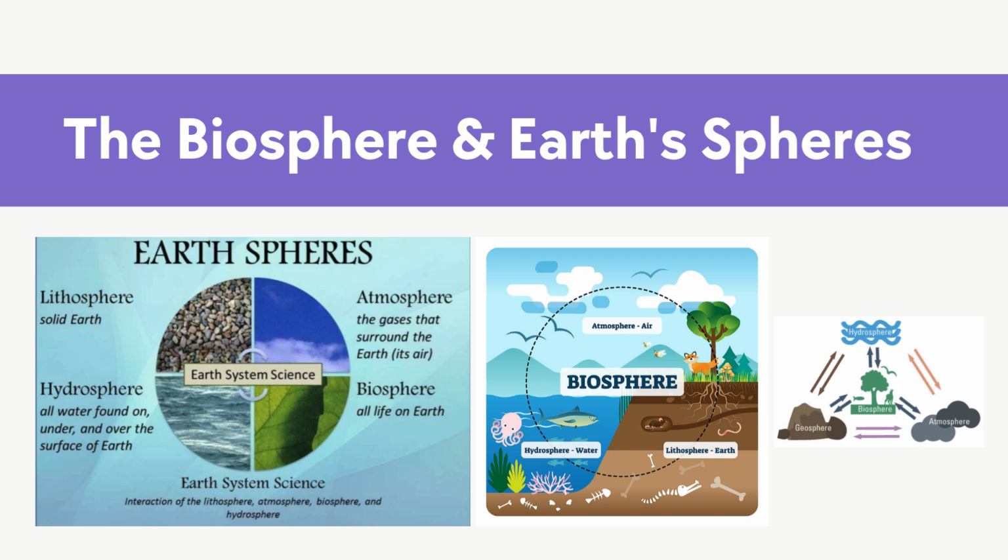So the lithosphere is the ground, but it also goes into the water, the hydrosphere, into the sea, into the rivers, and so forth. And then the atmosphere is all the air around us. And everything together combined is the biosphere. So the biosphere is everything: the water, the air, and the ground, the earth together.